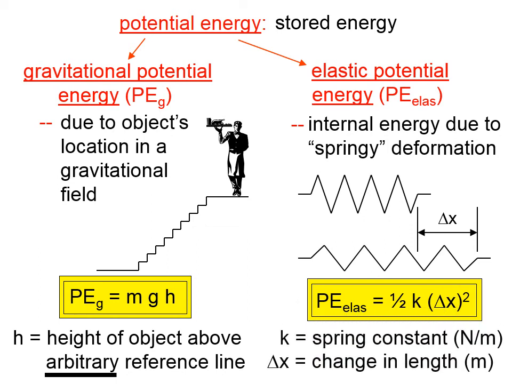So k is the spring constant. The unit for spring constant is newtons per meter. Delta x is the change in length in meters. You want to be careful because often a change in length of a spring is reported in centimeters, but in the equation we want delta x in meters.